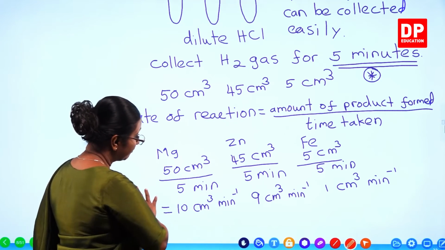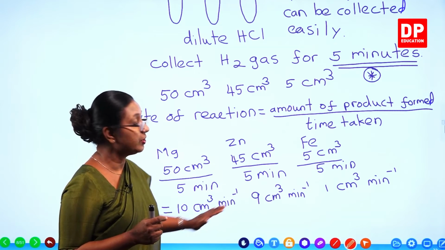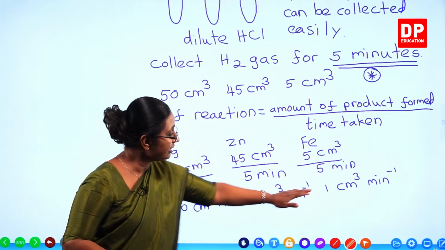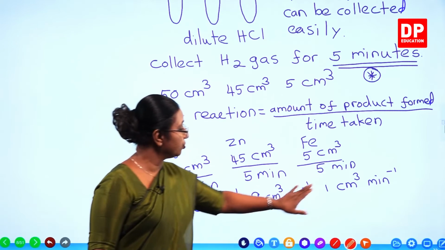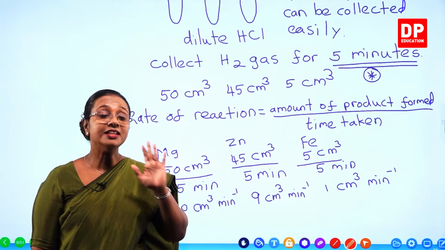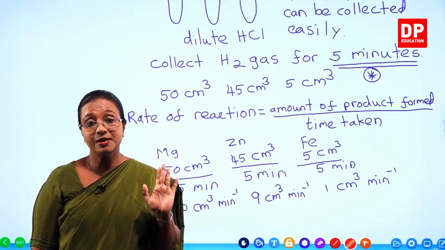So there you have to understand. This is just to compare. So from these also now you can confirm and say, now this is 10, this is 9, that is 1. So there is a big difference between these two and iron. So now you can understand why calculating the rate of reaction is very important.